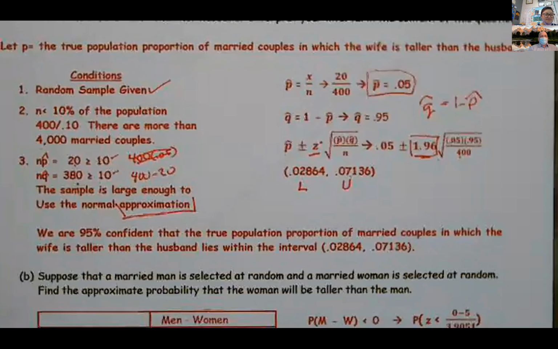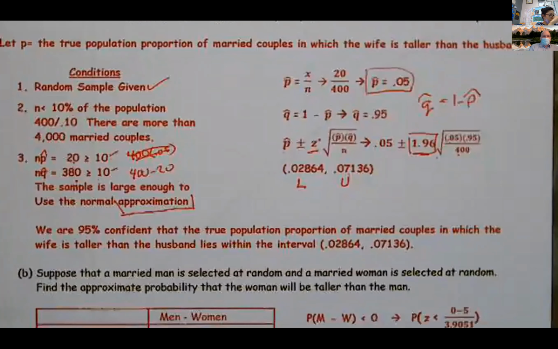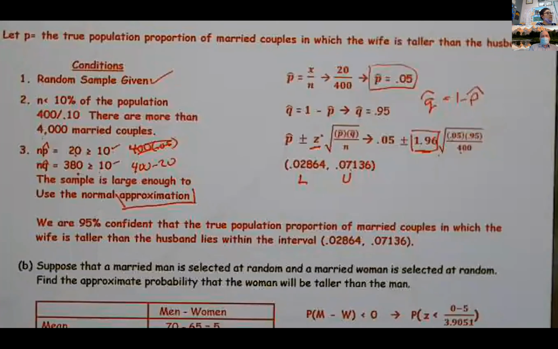So part B: suppose that a married man is selected at random and a married woman is selected at random. Find the approximate probability that the woman will be taller than the man. So basically, they're not looking at a married man and his wife or a married woman and her husband. They're just randomly selecting from the group of married men and randomly selecting a woman from the group of married women and going, hey, who's likely to be taller?